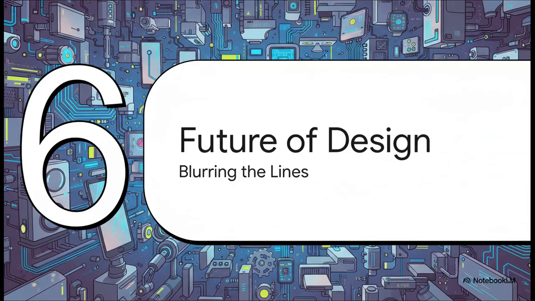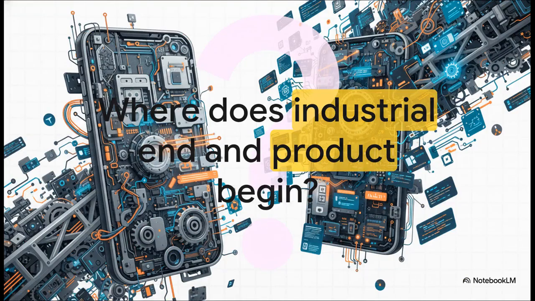Section 6. The Future of Design, Blurring the Lines. All right, to wrap up, I want to leave you with a provocative thought. Look at the smartphone or the computer you're using right now to listen to this. The casing, the thermal management, the precise weight, the glass screen, all of that is an absolute triumph of industrial design and mass manufacturing. But the operating system, the interface, the app ecosystem that makes the device actually useful and indispensable to your life, that is brilliant product design. They are two distinct disciplines perfectly synthesized right there in the palm of your hand.